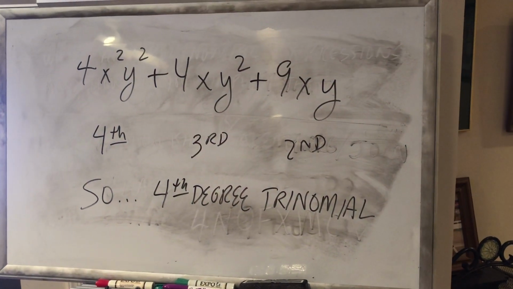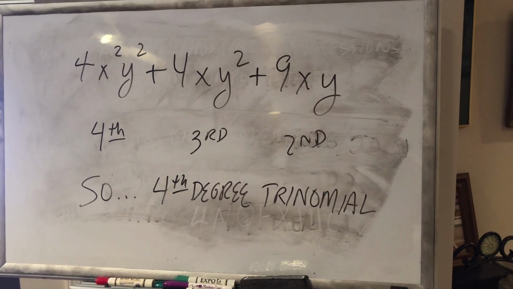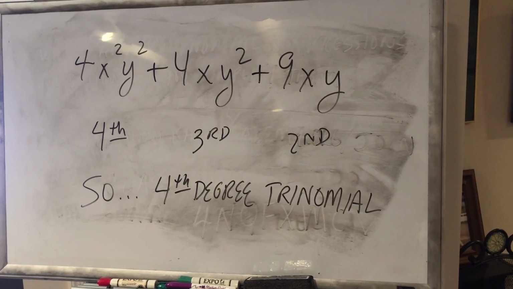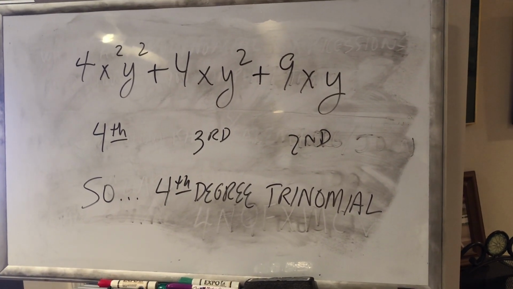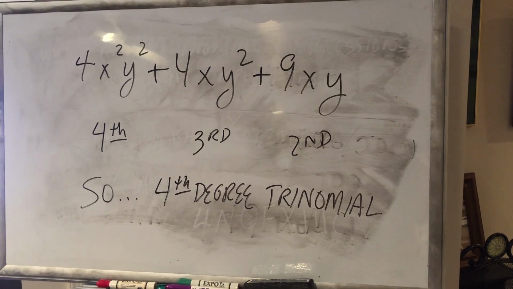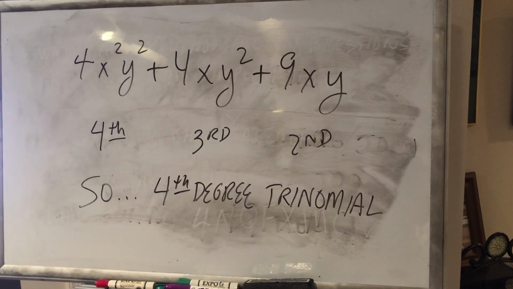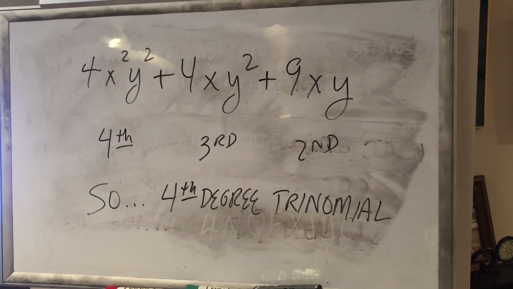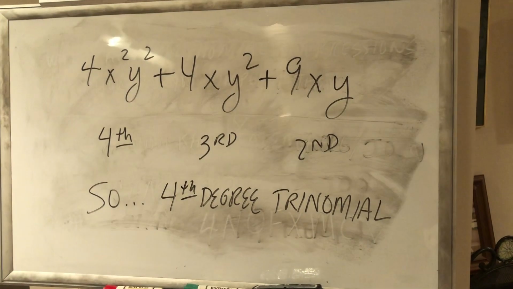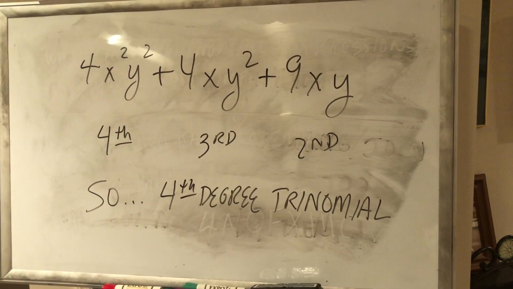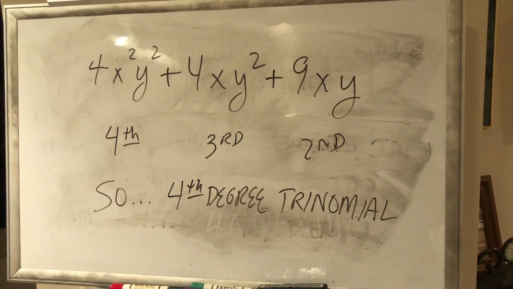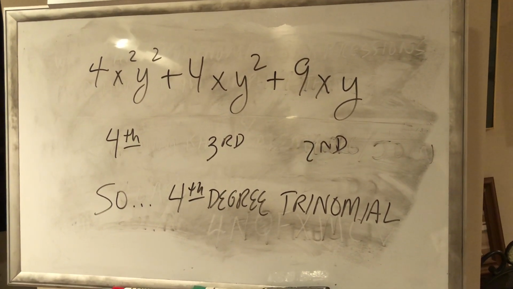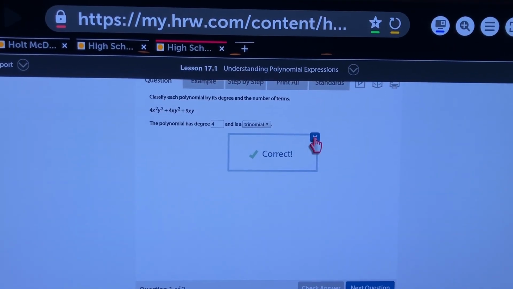Okay, so you can see here I put the answer up on my whiteboard. x squared and y squared, we combine those two together and we get 4. x to the first, y to the second in that second term, add those together and we get 3. And xy in the third term of the trinomial is 1 plus 1. So that's the second degree. So the first term dominates here, and we see that's a 4th degree trinomial. So way to go. Oh, you guys got that right.